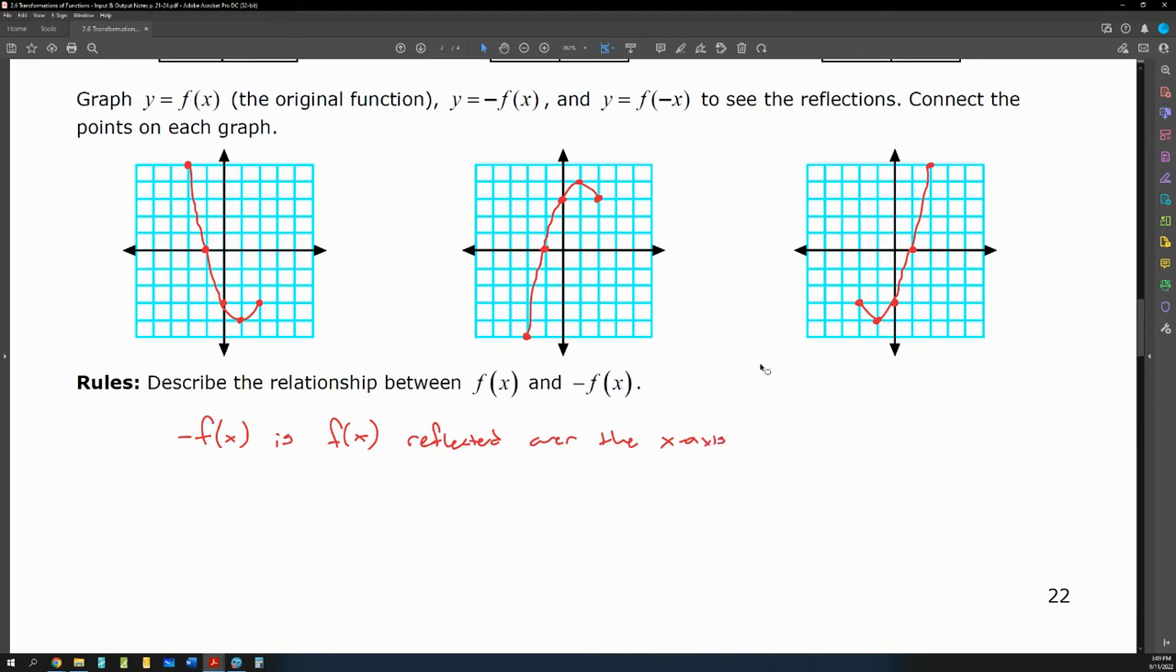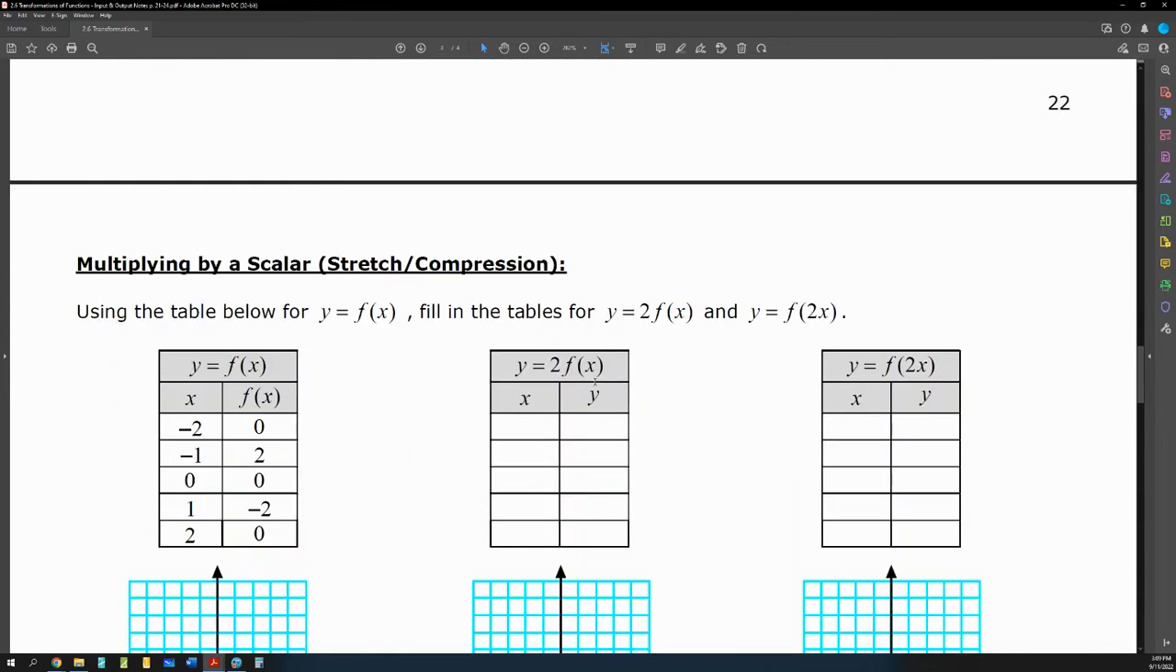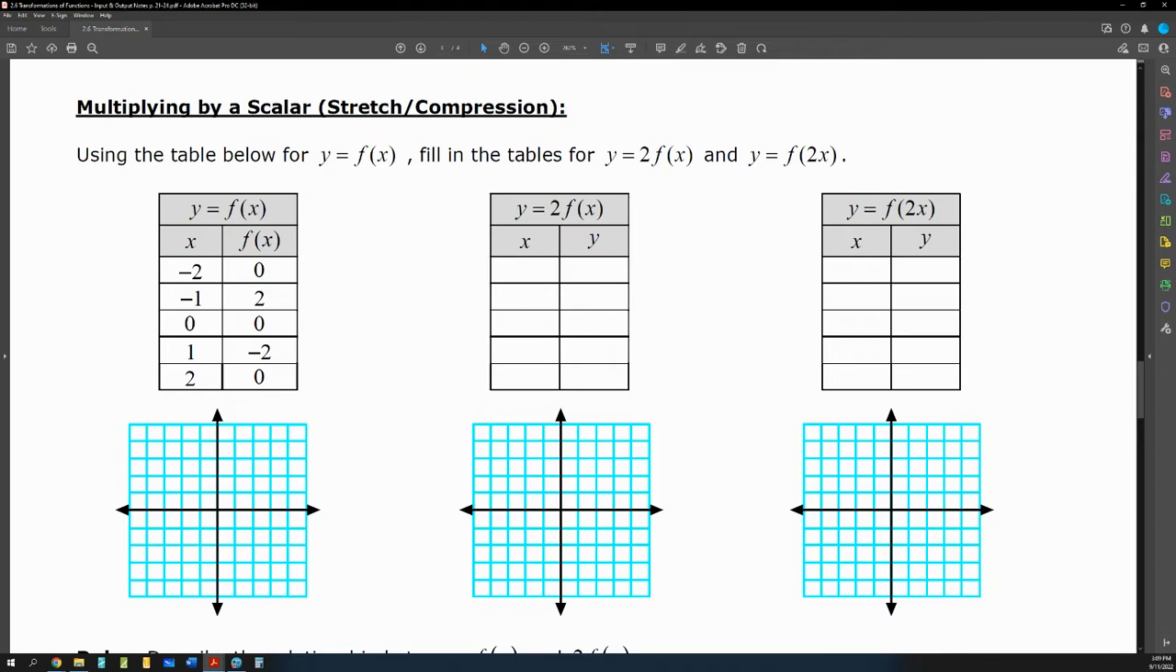Okay, let's go ahead and flip the page. Now let's talk about multiplying by a scalar. These are our stretches and compressions. We're going to talk about both vertical and horizontal stretches and compressions. So we'll start with the original function, y equals f of x, a different function now. We have the table of values here.